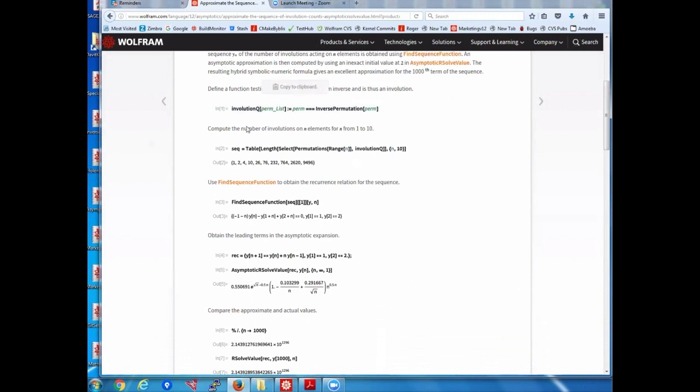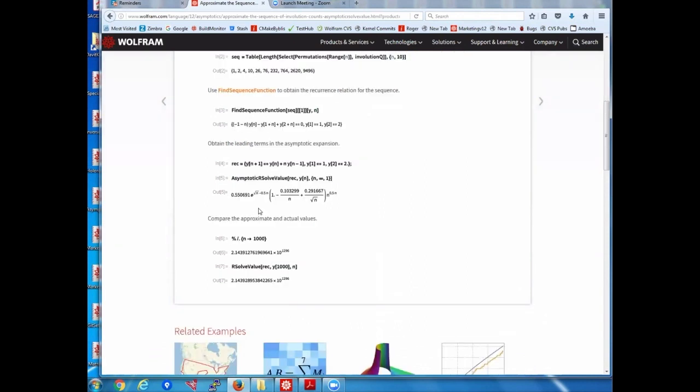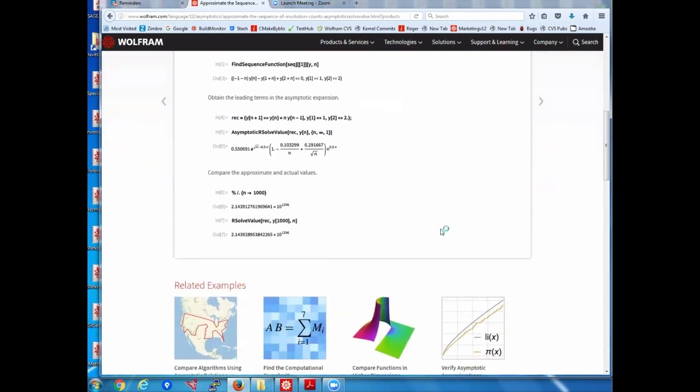So basically, you have a sequence, the sequence of involutions, which are permutations that are their own inverse. And before version 12, all you could do is apply the find sequence function and find the recurrence. That's okay, but not so interesting. But if I now put a decimal point over here, then I can call this new function, asymptotic RSolve value. And you can see over here that you have a constant, but that constant is now just an approximate constant. And so Stirling was right, and that constant is the hardest part to actually find out. Okay, so you see the approximation is still pretty good even at n equal to 1000.